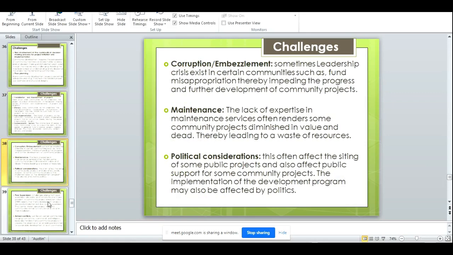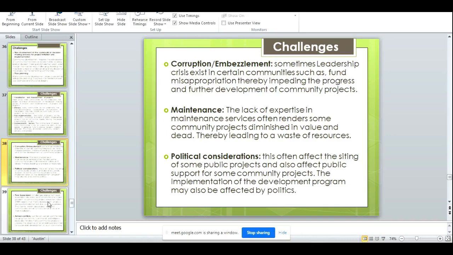Corruption and embezzlement, we see this a lot in our country. When they release funds for, let's say, to do a road, they eat 90% of the money and use 10% to do the job. So you can imagine how the job will turn out to be when only 10% of the release fund is used. Maintenance is also a problem in our country, and in community development projects. If it's not maintained over time, it deteriorates and the community goes back to the problem.